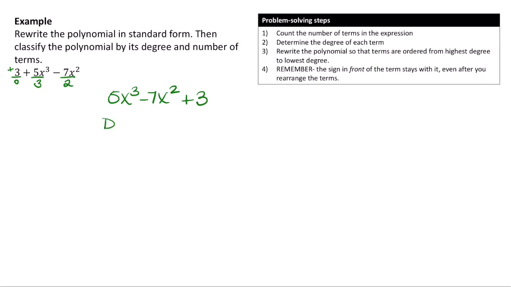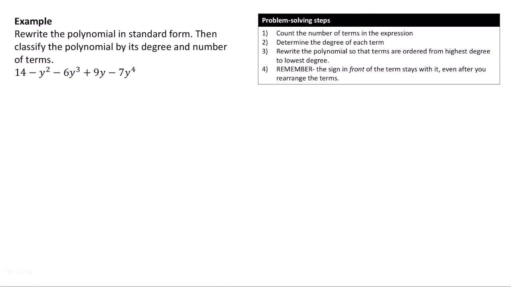Okay, so this will have degree 3, right? Because that's the highest degree. And it has 3 terms, right? So since it has 3 terms, it's going to be a trinomial. And since the degree is 3, we would call this a cubic trinomial.